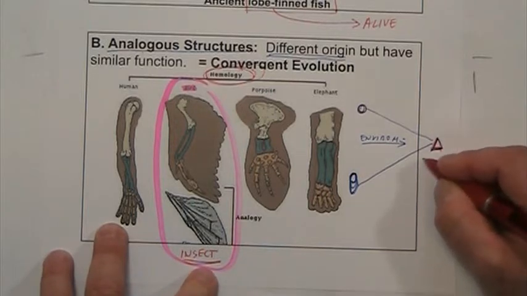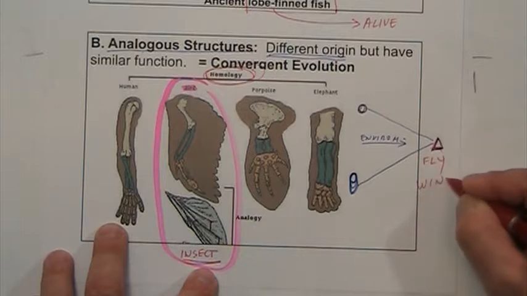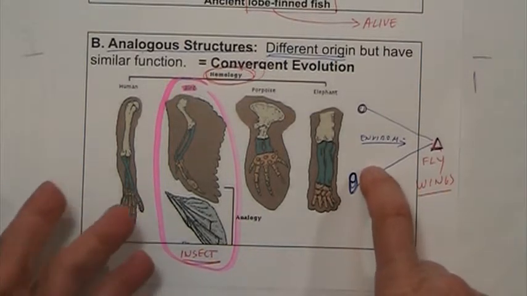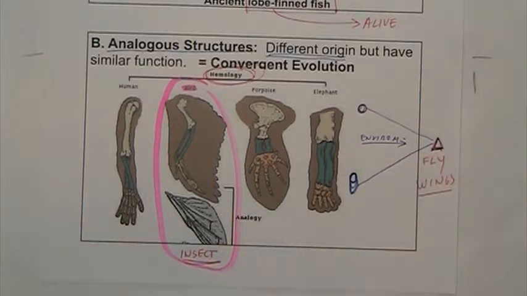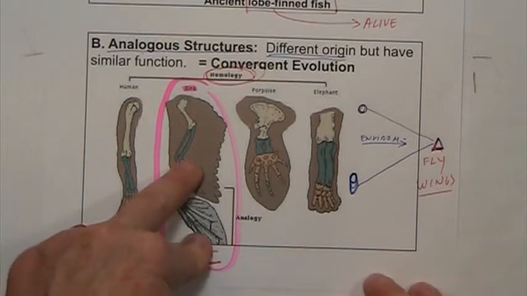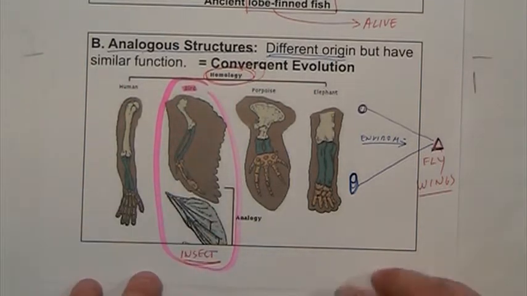They are both used to fly. They are both wings. All right? And again, what determines that is selection by the environment, because these two types of organisms conquer the air as a way of life.